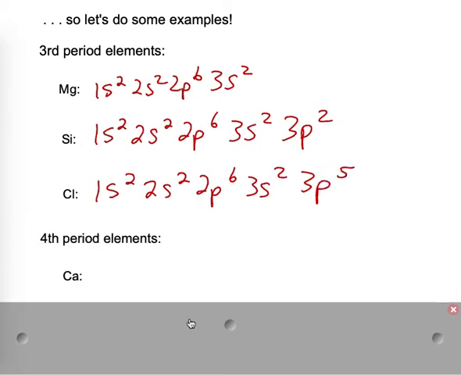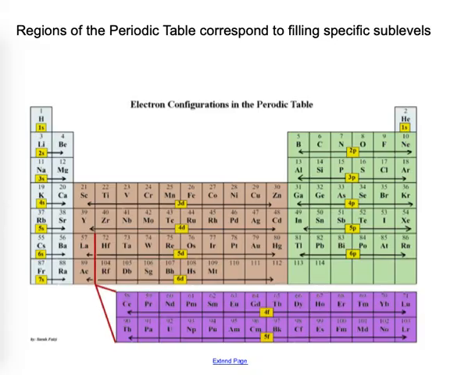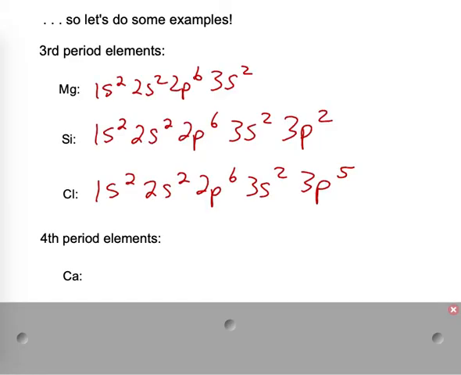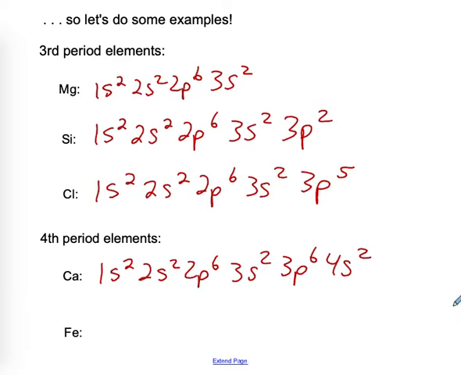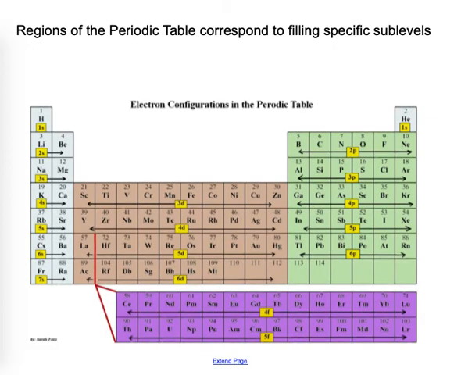In the fourth period, let's go back and look. At the end of the third period, with 18 electrons, I've completed the configuration of argon. The next electrons go into the 4s sublevel at the beginning of the fourth period. So for calcium, I'll place 2 electrons in the 4s sublevel: 1s2, 2s2, 2p6, 3s2, 3p6, 4s2.